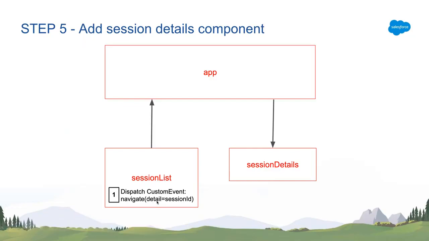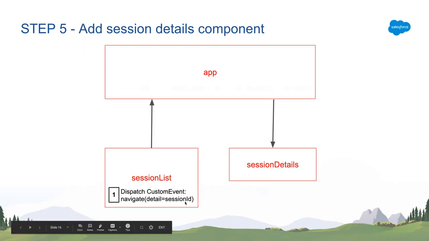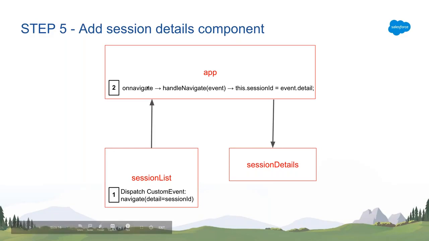Then in the app component, we will define a handler for the navigate event. And this handler will be in charge of getting the session ID from the event.detail property and pass that information down to the session details component. But how do we pass information down in web components?